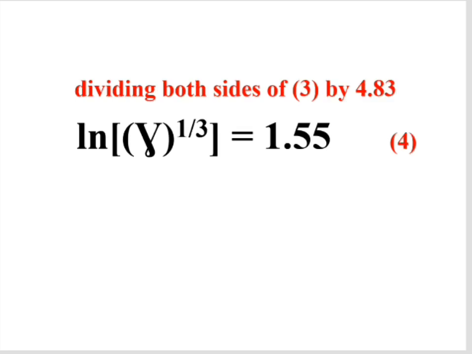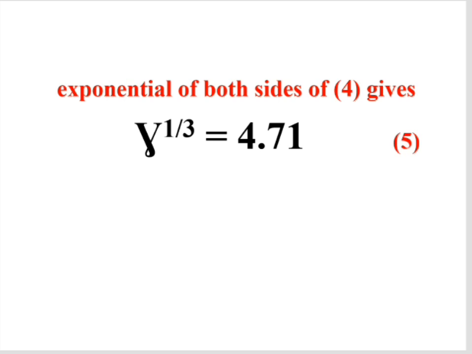And when we do that, in order to eliminate 4.83 from the other side and be able to get the unknown, we divide both sides of equation 3 by 4.83. We're going to have natural log of extracted zinc concentration to power 1/3 to be equal to 1.55. Now, the next thing to do is to get the exponential of both sides of equation 4. And when we do that, the exponential sign will cancel off the natural log in equation 4, and we'll have the extracted zinc concentration to power 1/3 to be equal to 4.71, which is the exponential of 1.55.